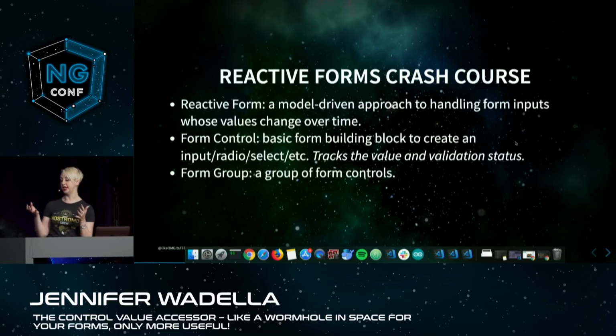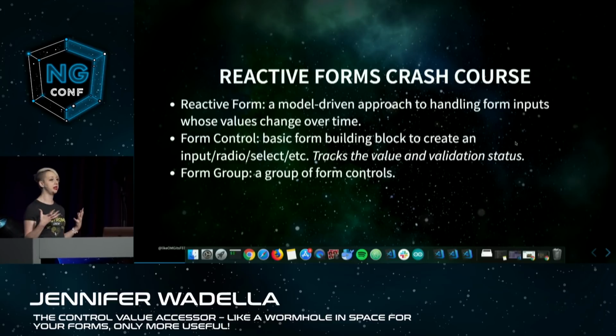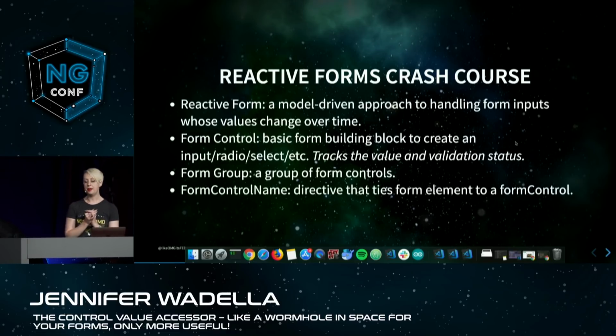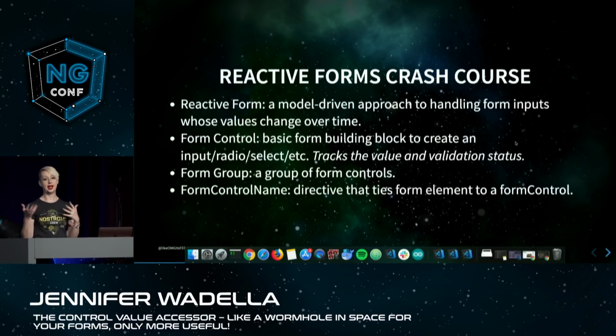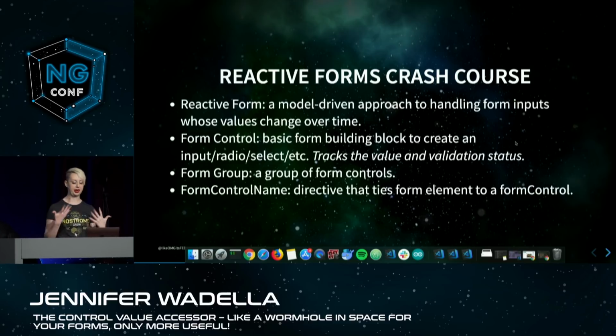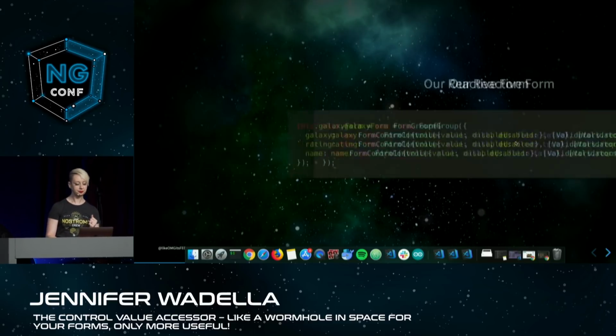A form group is a group of form controls. So if you have some sort of object structure that you need to submit your values in, we can use a form group made of form controls that will handle that for us. And then the form control name is a directive that I tend to use that is going to tie a form element to a form control. There's also just the form control directive, and I'll show both of those in this.